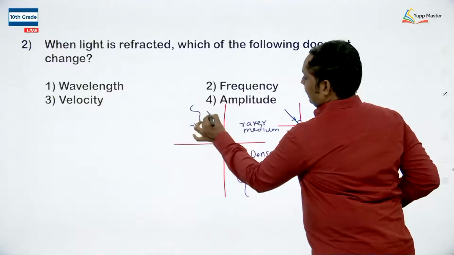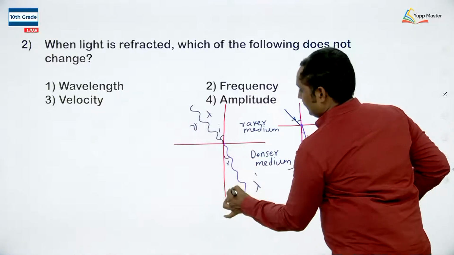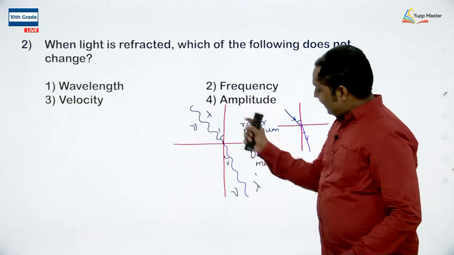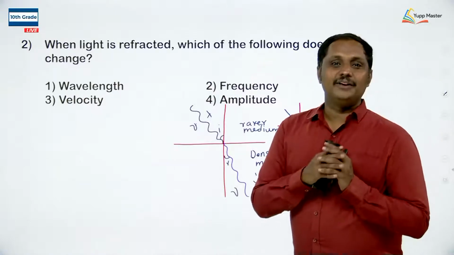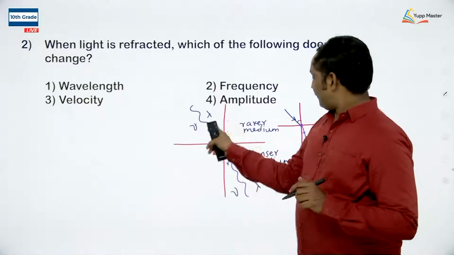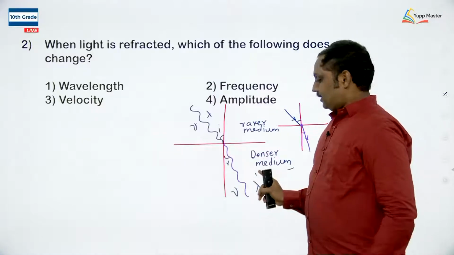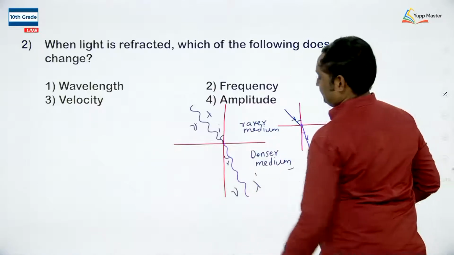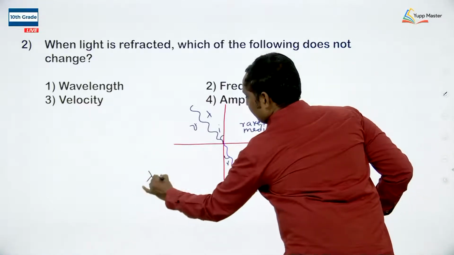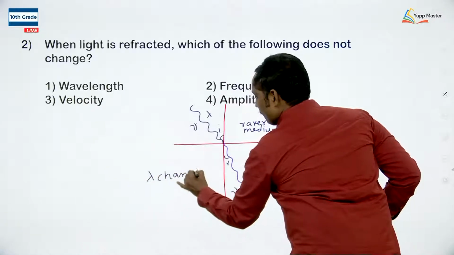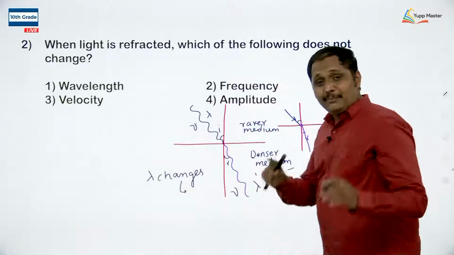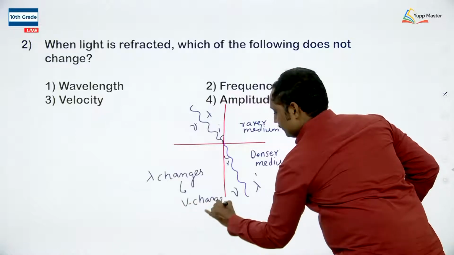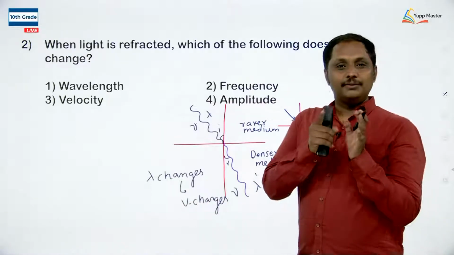It is going to be lambda, it is going to be lambda dash. Here I am going to take that nu, the frequency, remains the same, and lambda and lambda dash differ. There exists a change in wavelength. Whenever light enters from one medium to another medium, the wavelength changes. If the wavelength lambda changes, then V also changes. This is the case we have to confirm.